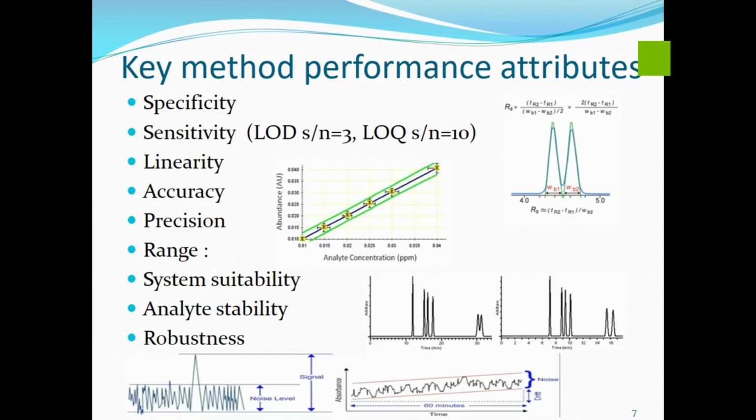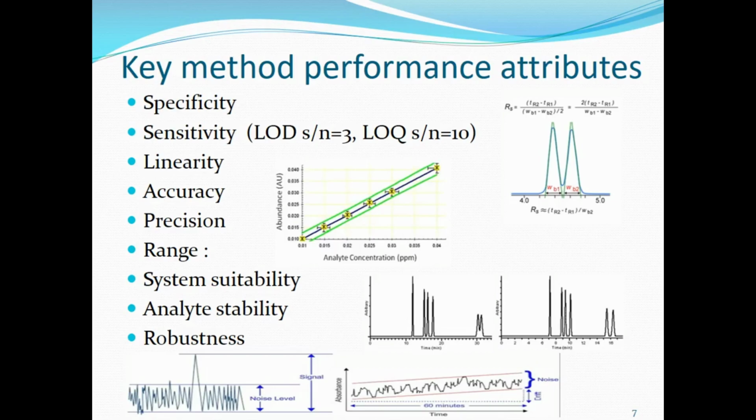So the first one then is specificity. Specificity ensures that we're looking at the right thing, and that it can distinguish between negative controls used in your method. It refers to the ability of the method to measure accurately and specifically the substance of interest in the sample in the presence of matrix components.